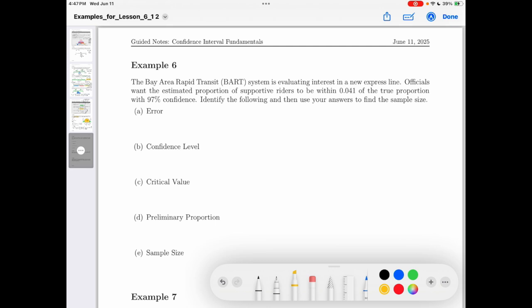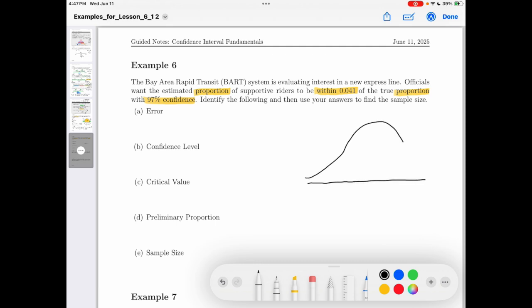Okay, let's look at example 6. The Bay Area Rapid Transit System, known as BART, is evaluating interest in a new express line. Officials want the estimated proportion. Here's a key word here. We're not estimating a mean now. We're estimating a proportion. So we want the estimated proportion of supportive riders to be within, there's our error, 0.041 of the true proportion. Here's another key word to look out for. We want a 97% confidence interval.